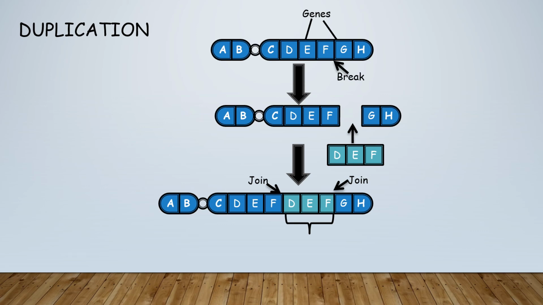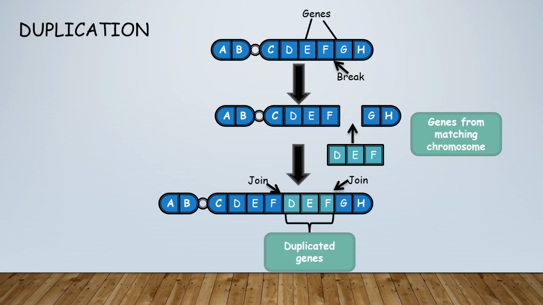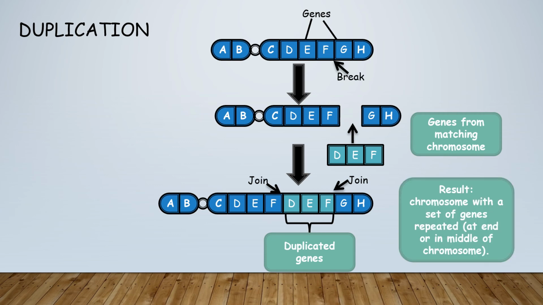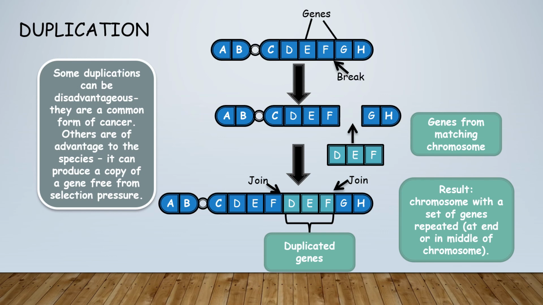But in duplication, what's happened? We've got DEF, it's broken away from the matching chromosome, its pair, and the cell tries to repair it, but what it's doing is putting it into the wrong chromosome. So we end up with DEF duplicated in there in the middle of that chromosome. Now that can cause problems. It's common in forms of cancer, but it also can be an advantage because we get two copies of that gene. And again, that will lead on to potential opportunities for evolution, but we'll talk about that later on.